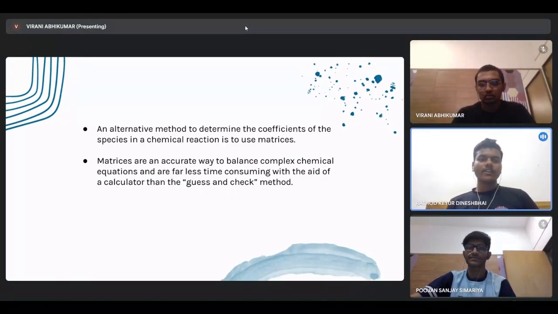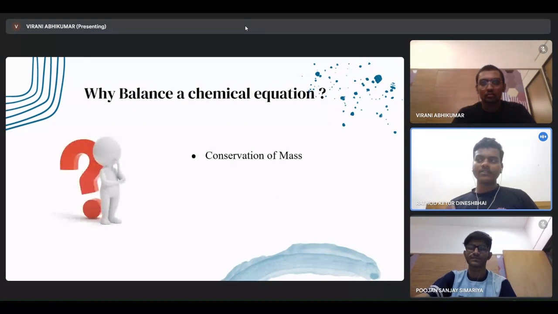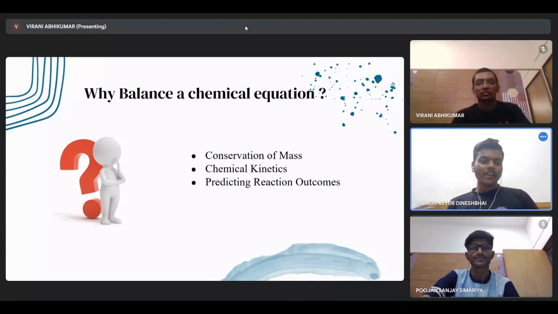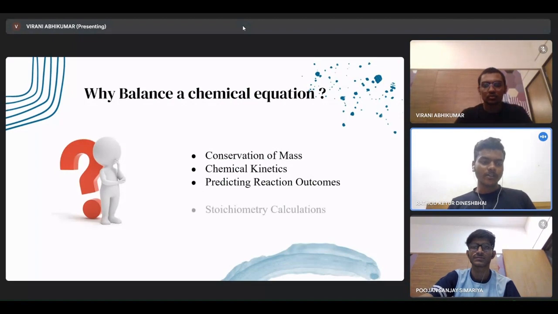Now let's quickly look at why balancing a chemical equation is important. First of all, conservation of mass. Second, chemical kinetics. Balanced equations are essential for studying the kinetics of a reaction as they provide the basis for determining reaction rates and mechanisms. Third, predicting products. Also, it looks at stoichiometry. Overall, for a chemical equation to be useful, being balanced is a crucial part of chemistry.